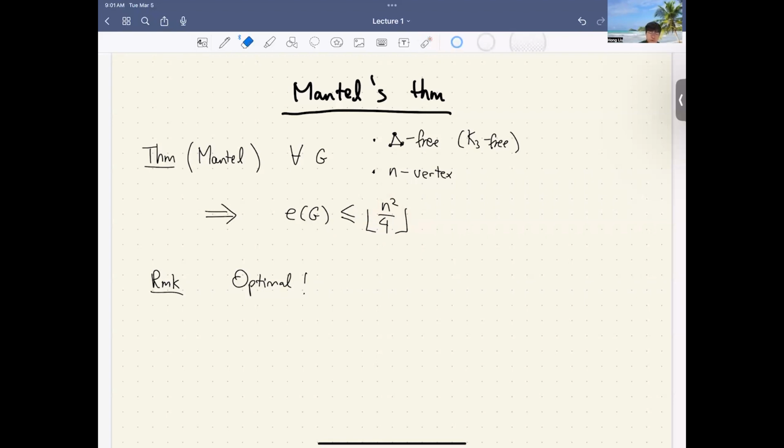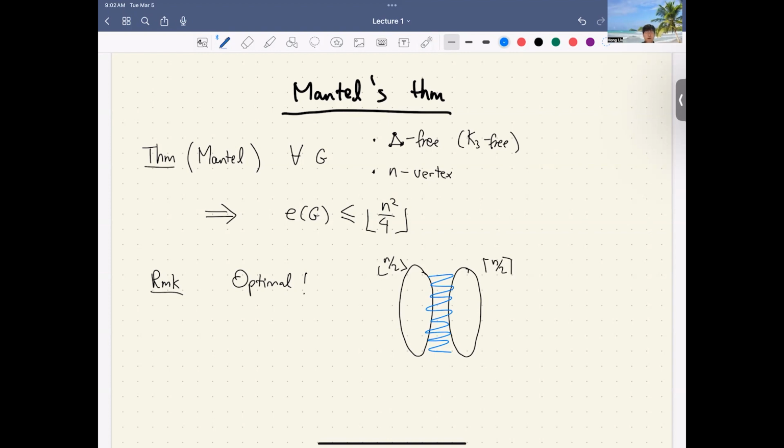And the example is not hard to find. If you haven't seen it before, you can come up with an example showing the tightness fairly easily. Let me just tell you this example. The tightness example is, we can simply partition the vertex set of n vertices into two almost equal parts. You have n over 2 vertices here, and n over 2 vertices here, floor and ceiling. And you add all the edges between them.